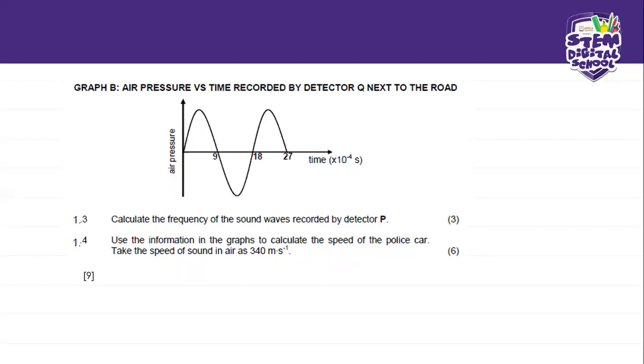Number 1.3: calculate the frequency of sound waves recorded by the detector. Remember, you need to know your source and your listener and the conditions. 1.4: use the information in the graphs to calculate the speed of the police car. Take the speed of sound in air as 340 meters per second. So that is the first question.